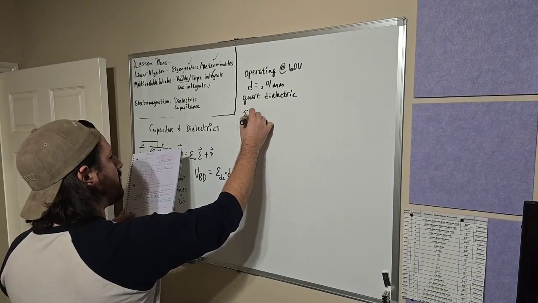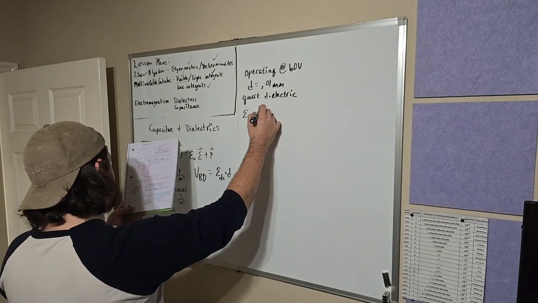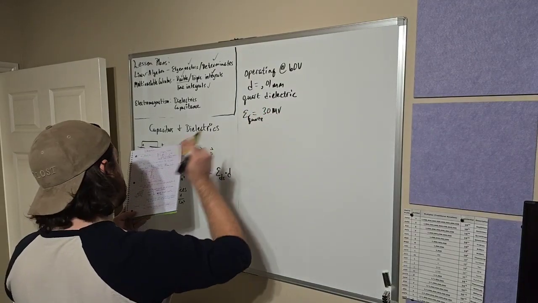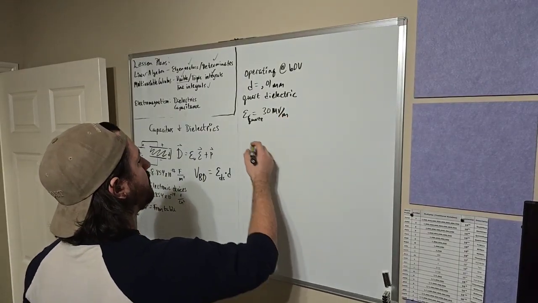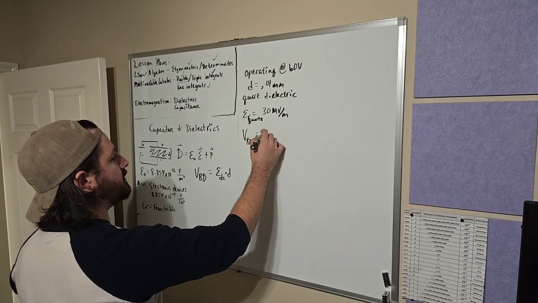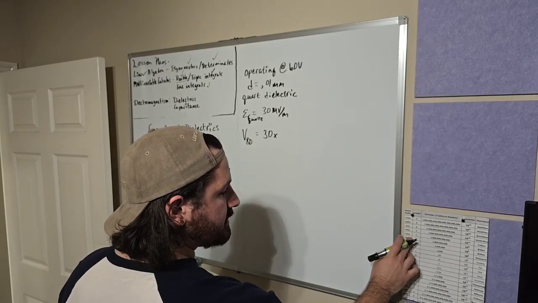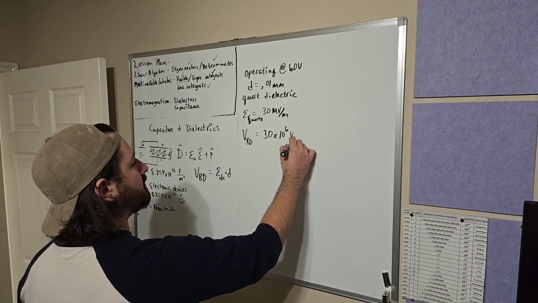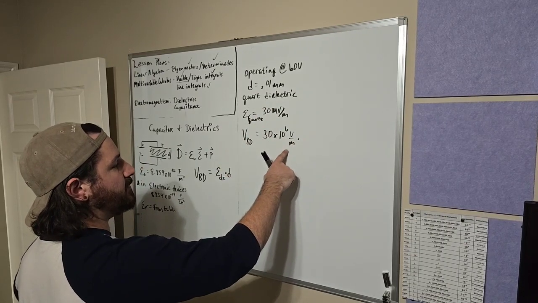The E sub R of quartz is 30 megavolts per meter. So all we have to do to calculate our breakdown voltage is we're going to take V_BD, and that's going to be 30 mega, which is times 10 to the 6th volts per meter. We're going to multiply that by our distance, because we know we want a voltage. We have volts per meter, so we're going to multiply by meters.